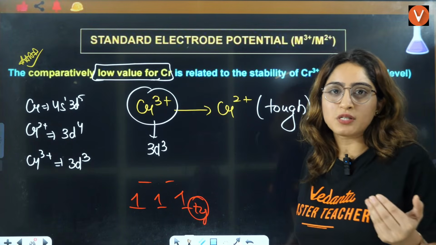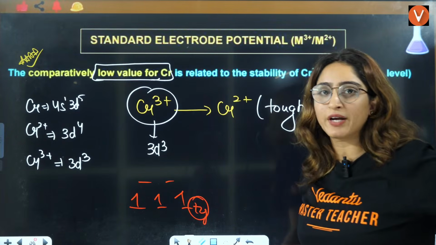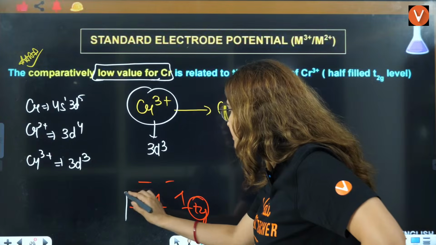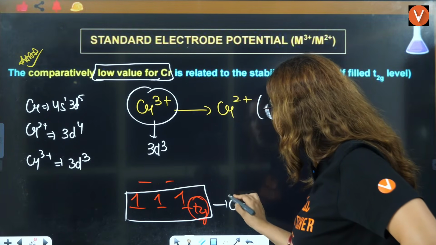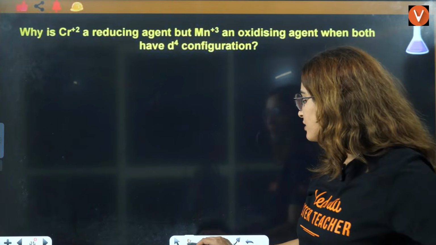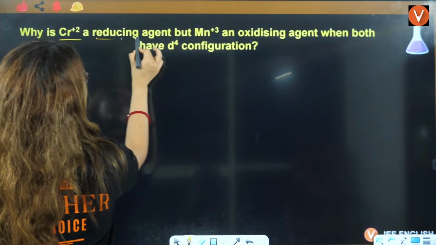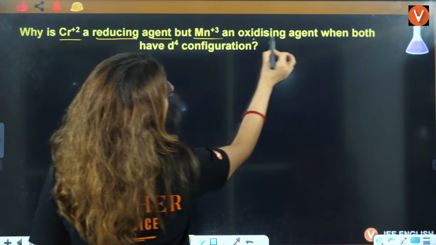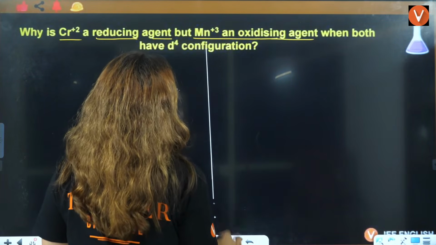Why is it so stable? Its conversion is very difficult because of this T2G stability, which we will discuss in coordination compounds in the CFT theory. Now, this is the same question: why is chromium 2 positive a reducing agent but manganese 3 positive an oxidizing agent? Guys, what is the reason behind that? Let's see this.